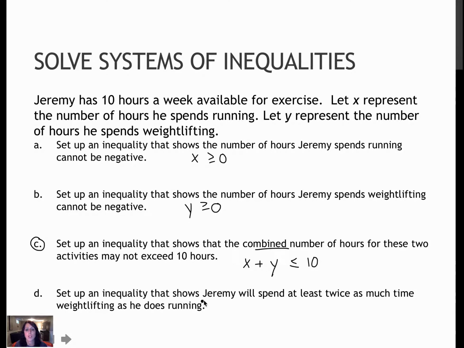We're going to set up an inequality that shows Jeremy will spend at least twice as much time weightlifting as he does running. So at least is going to be a key word there. Twice as much time weightlifting, which means I would have to take 2 times the number of hours running in order for it to be equal to weightlifting. The inequality says at least twice as much time weightlifting. So Y would be greater than or equal to 2X. So even if I doubled running, sometimes Y is still going to be greater. If it makes you feel better, write that as Y is greater than or equal to 2X. Weightlifting is at least twice the amount of time running.